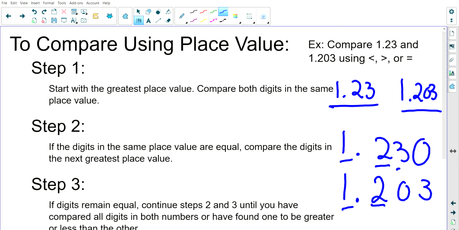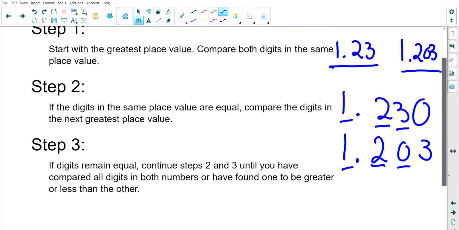So we keep moving over. We're comparing the hundredths now. I see a 3 in the hundredths place of our first number, a 0 in the hundredths place of the second number. According to step 3, we have now found two numbers that are not the same, so we can compare. We know that 3 is greater than 0, so that means that 1.230 is greater than 1.203.